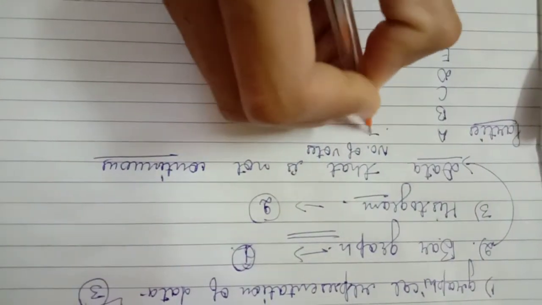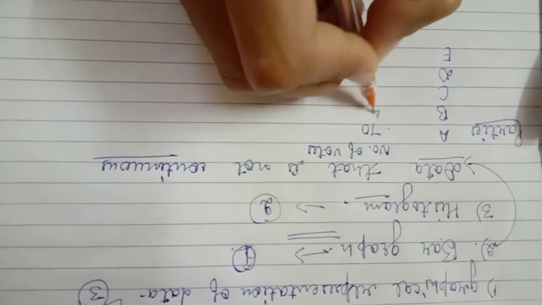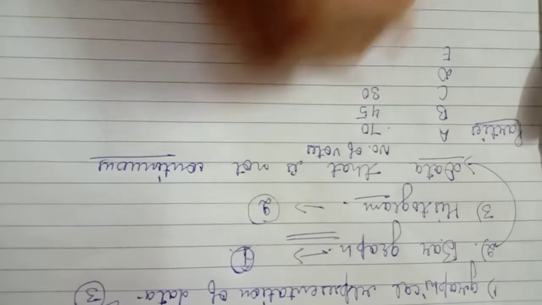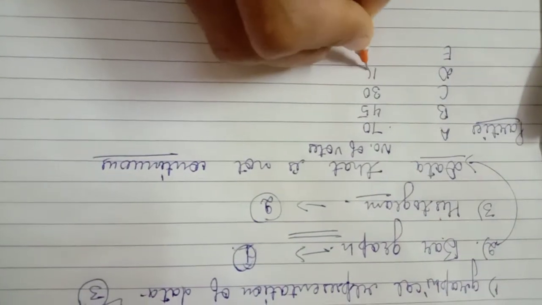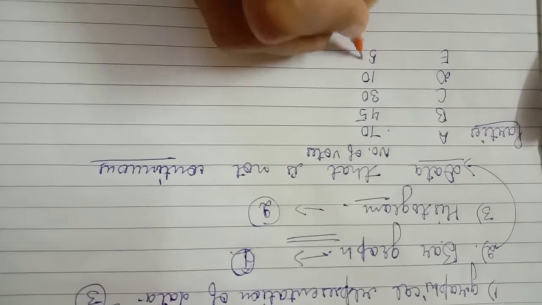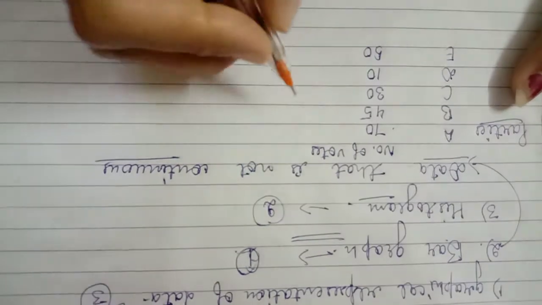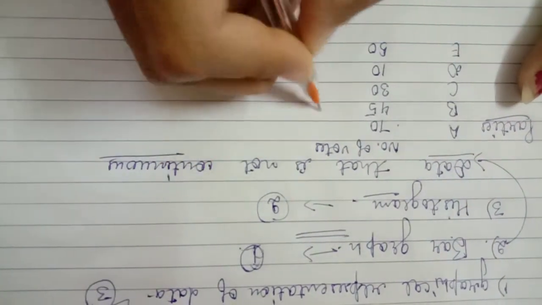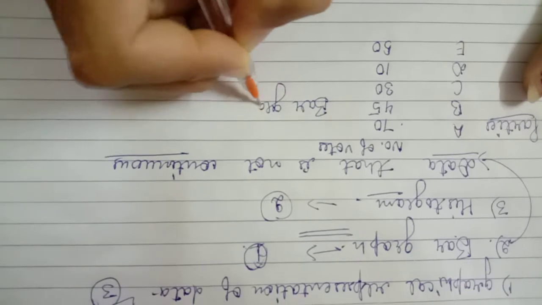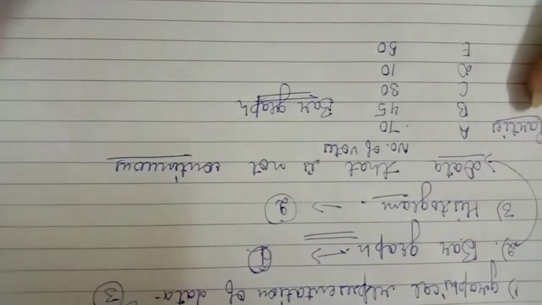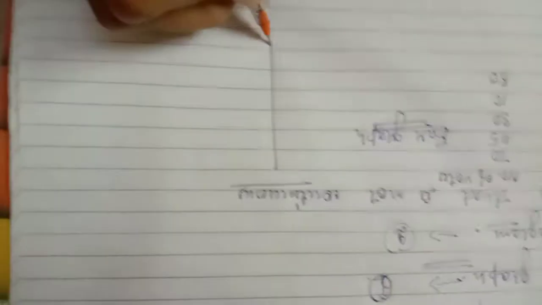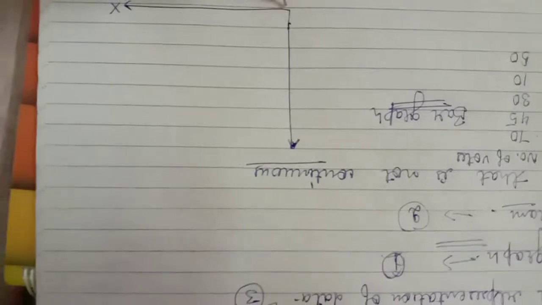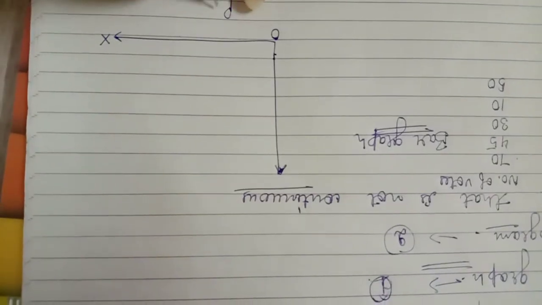Party A has 70 votes. Party B has, suppose, 45 votes. Party C has 30 votes. Party D has 10 votes, and Party E has 50 votes. And he told us to give a graphical representation or make a bar graph. So how to make it? See, this is your y-axis and this is your x-axis. This is O. Here we write down parties.